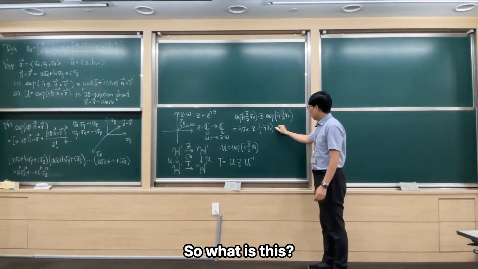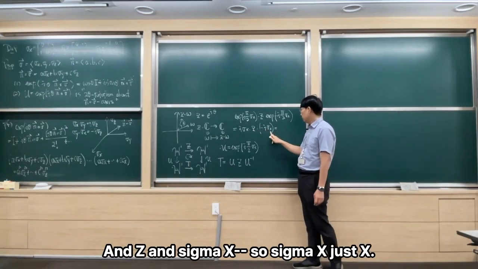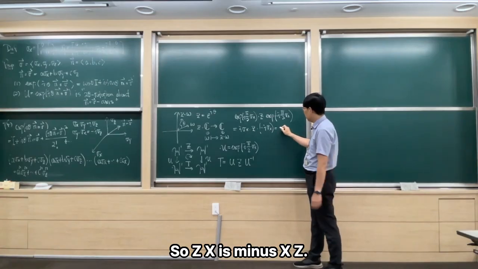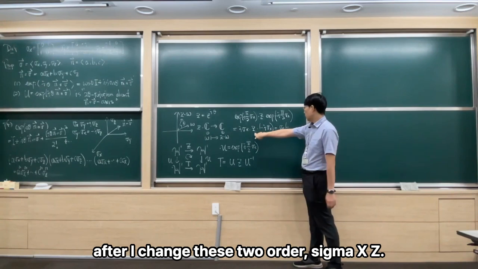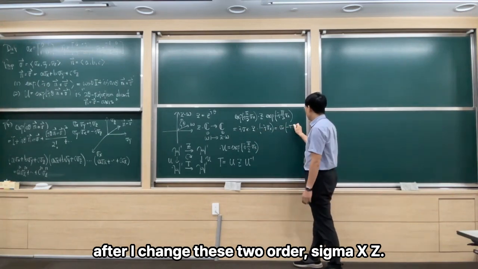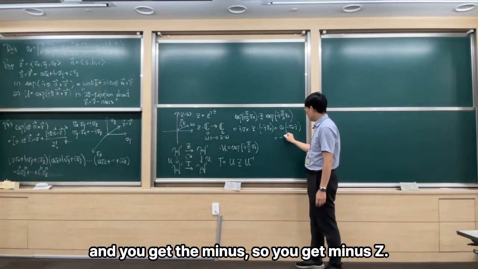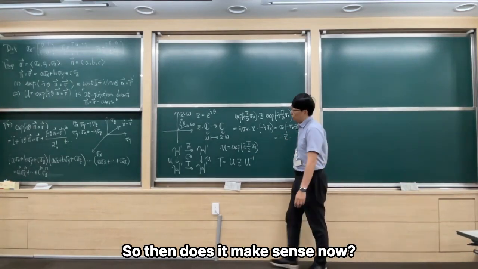So what is this? We have i and minus i, so it's 1. And Z and sigma x. So sigma x is just x. So zx is minus xz. So we can say sigma x Z equals minus, after I change the order, sigma x Z. And sigma x squared is 1, and you get the minus, so you get minus Z. So then, does it make sense now?